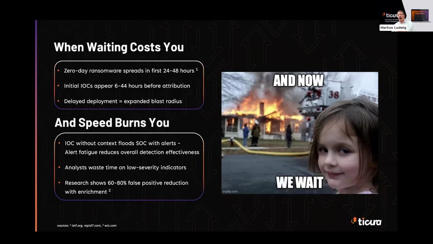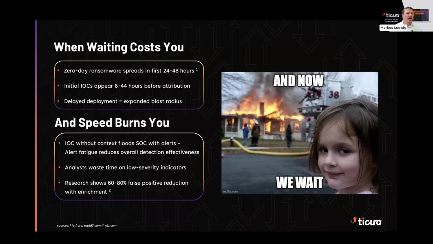So do I watch my house burning down while I wait for context and the ransomware already spreads and I lose all my organizational assets, or do I burn my people with low severity alerts that flood my SOC? If we look at the average time ransomware spreads across organizations, zero days are even faster every month, at least to some degree.